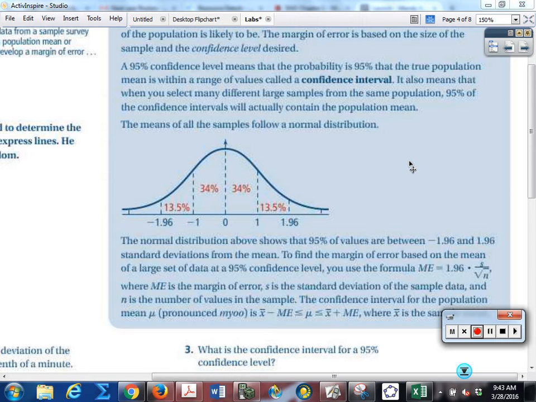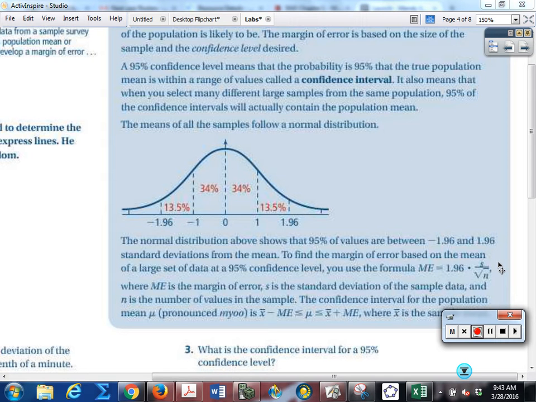You are 95% confident that the mean of the sample is the mean of the true population. So there's a chance that it's not, but if we take this margin of error and figure out where we want it to be, then we can be 95% confident.